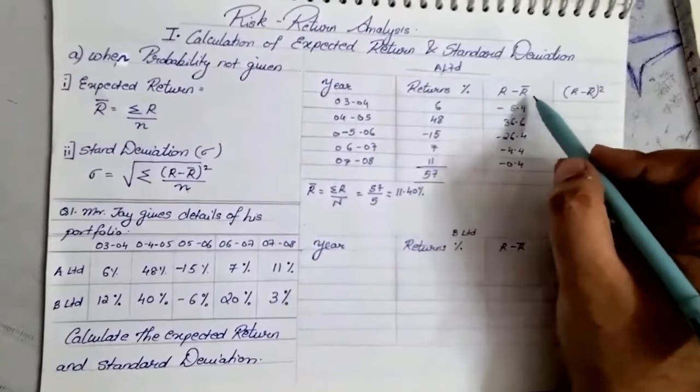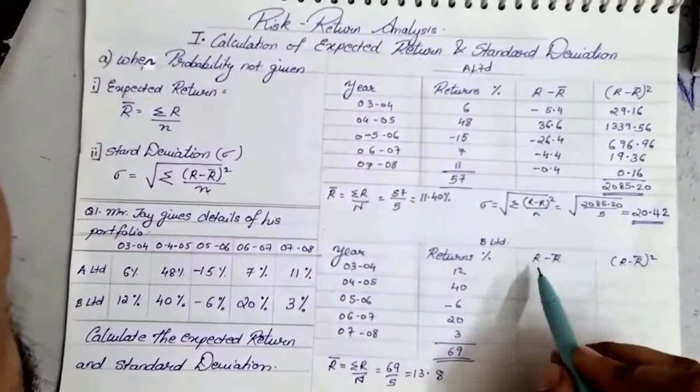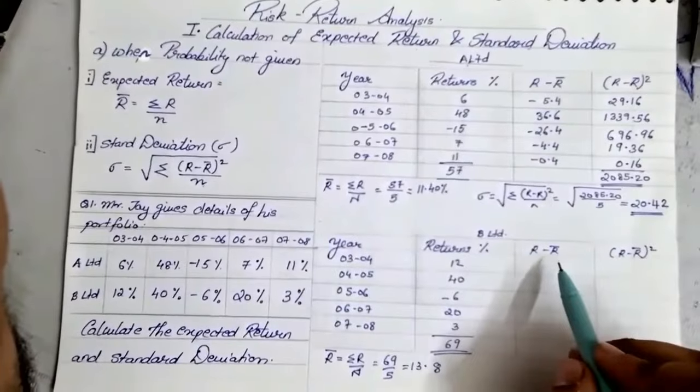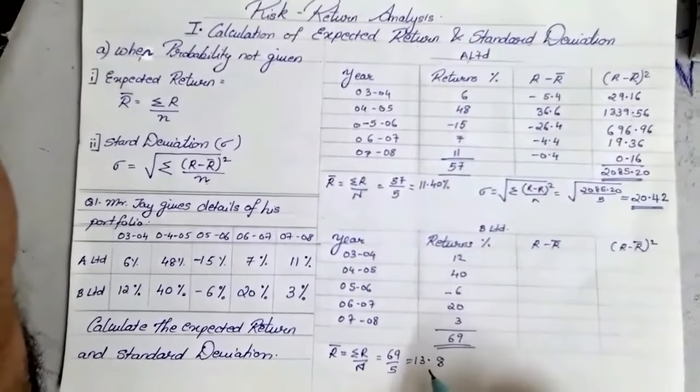Okay, this is how we found the value of expected return. Now let us find the value of standard deviation. So we need to find now r minus r bar for the standard deviation. So r, we have all the values of return and we have to subtract that with your r bar.